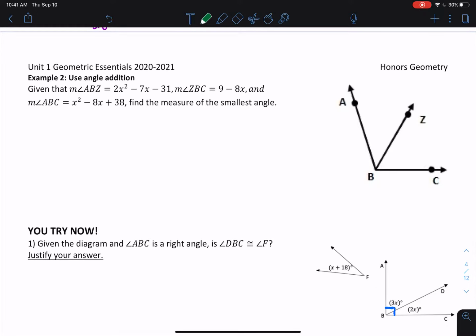What about a problem involving angle addition postulate?